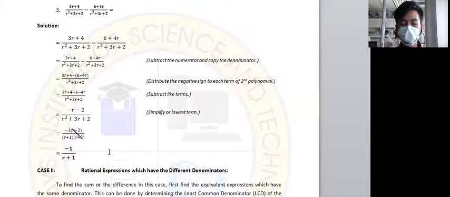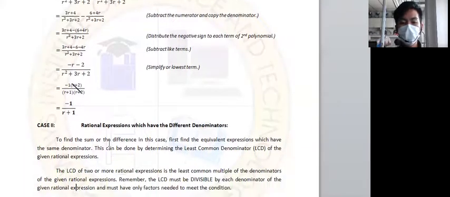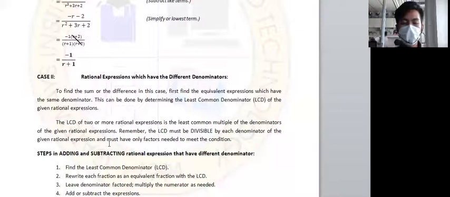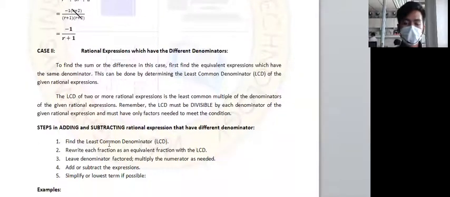So, sobrang dali lang po 'di ba pag same denominator. So paano naman po gagawin po natin pag magkaiba po sila ng denominator? So may step po tayong dapat sundin. So case number 2, rational expression which have the different denominator. So kanina po, pinag-aralan po natin yung same denominator. So dito naman po, magkaiba naman po yung denominator po niya. So ano naman po yung gagawin po natin?